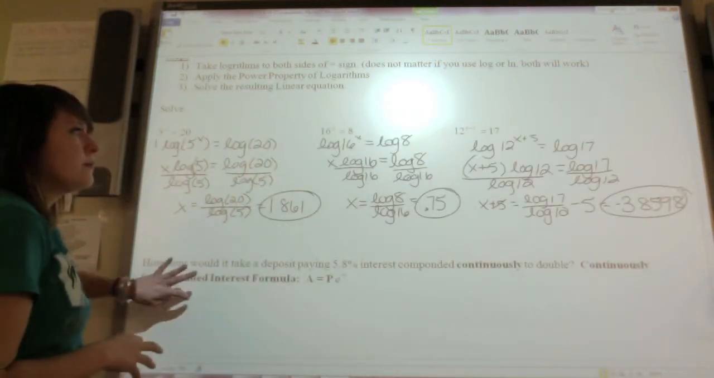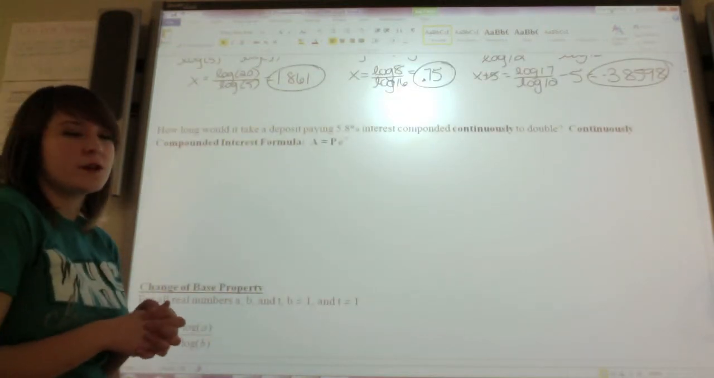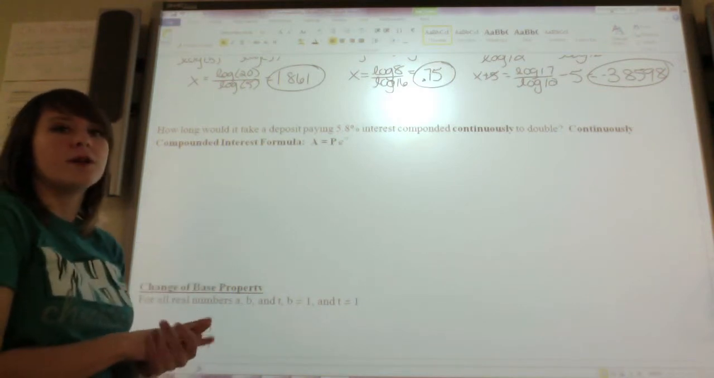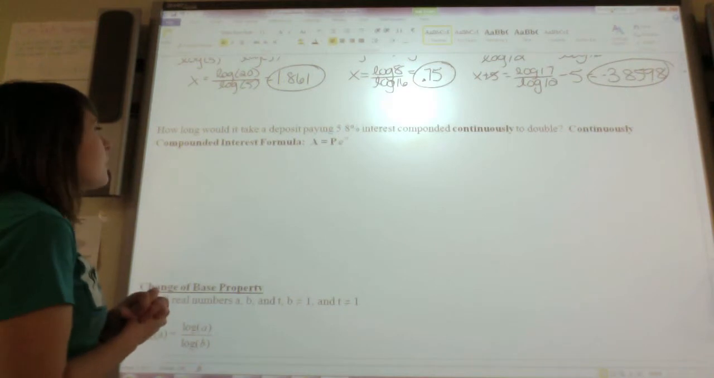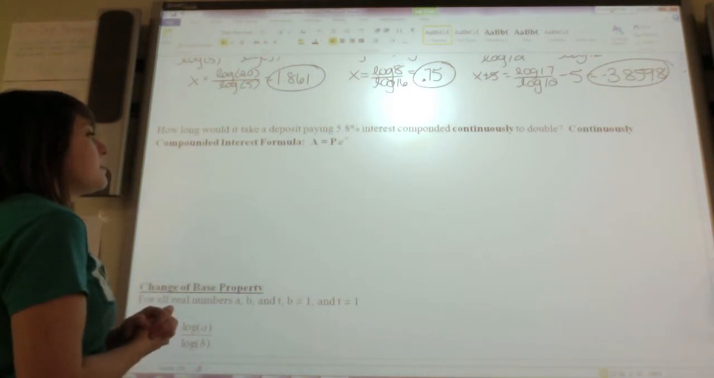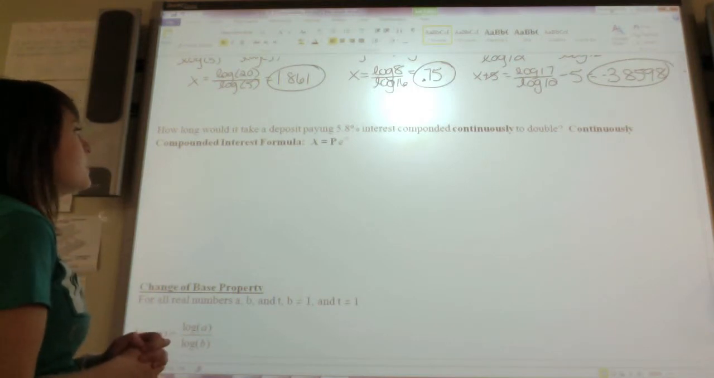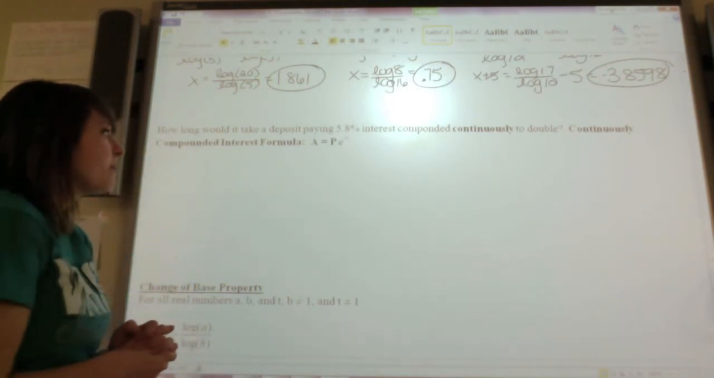Okay, so one of the main types of problems that we want to solve using these logarithms is our compound interest formulas using our continuously compounded formula. So that's our PERT formula. So we want to know how long it would take a deposit paying 5.8% interest compounded continuously to double. So remember that that's our PERT formula, A equals Pe to the rt.